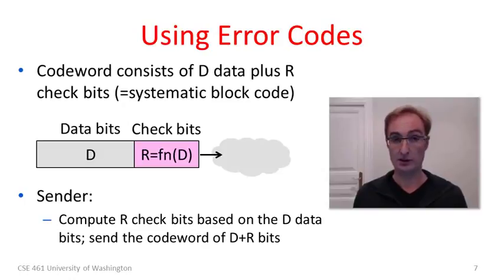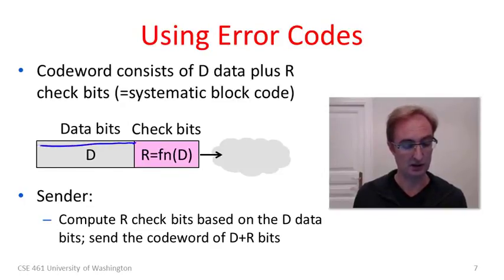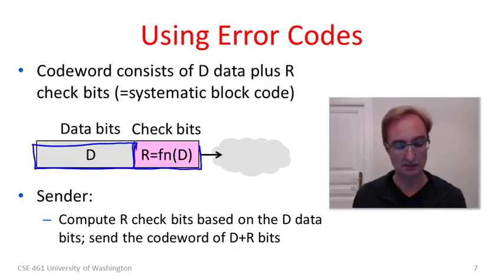To use error codes, diving into the next level of detail, here's the overall structure. We're going to send code words. A code word is going to consist of the D data bits. That's actually the message bits that we want to send. And then to that we're going to add these check bits we talked about, R different check bits.